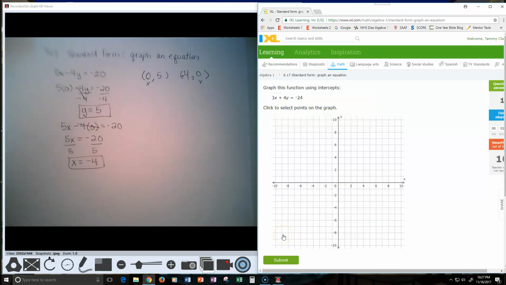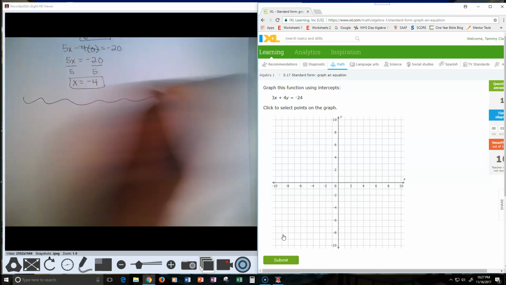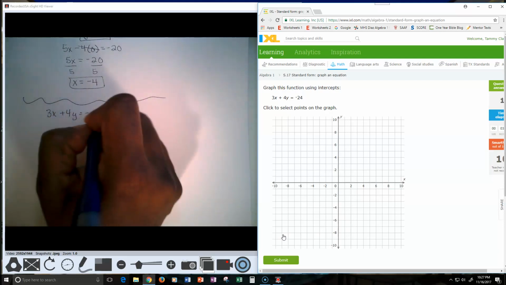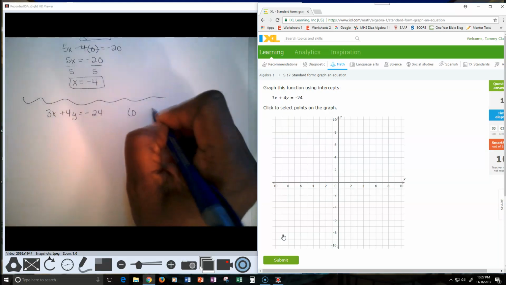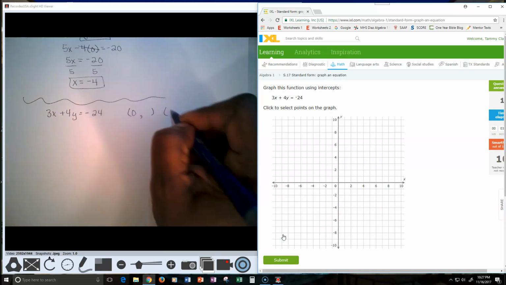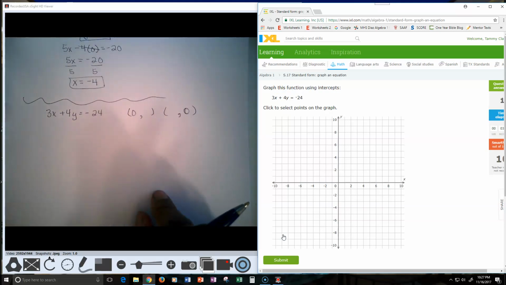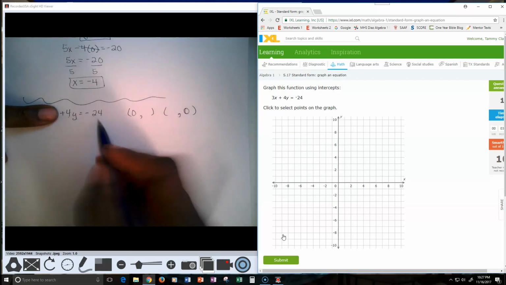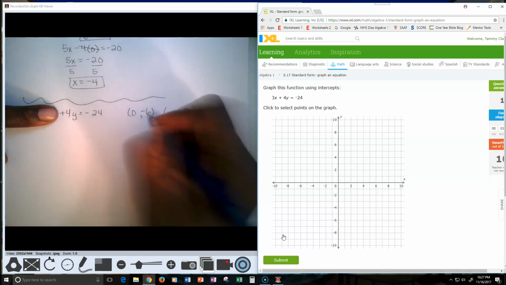Let's go ahead and do a few more. This time I'm just going to use the cover-up method. It's faster. So I have 3x plus 4y is equal to negative 24. I'm going to have one ordered pair here, second ordered pair here. So x is 0, therefore 4y equals negative 24. If I divide both sides by 4, that would be negative 6.